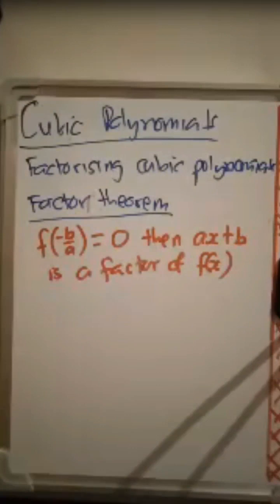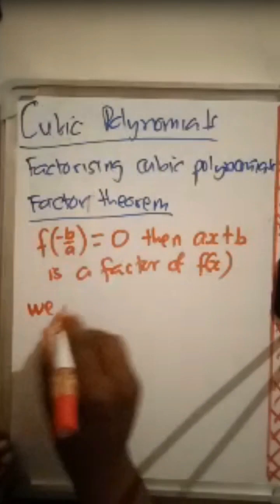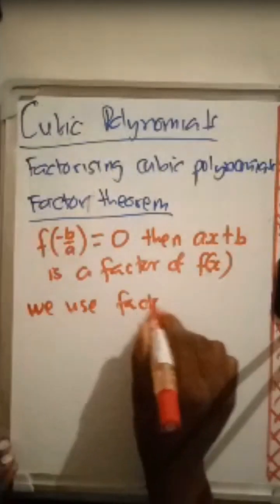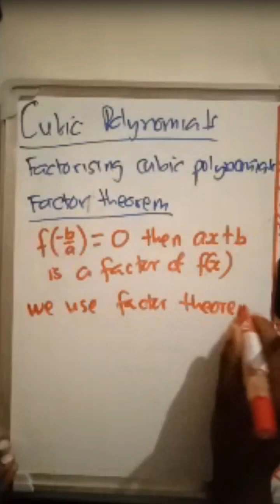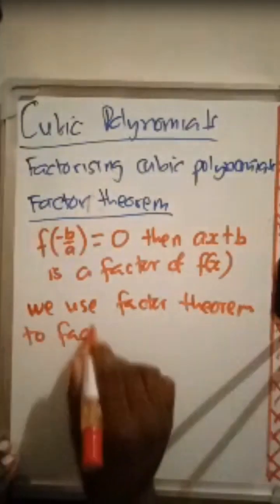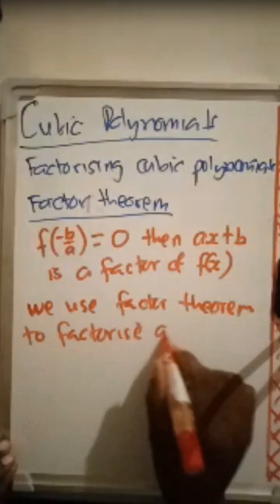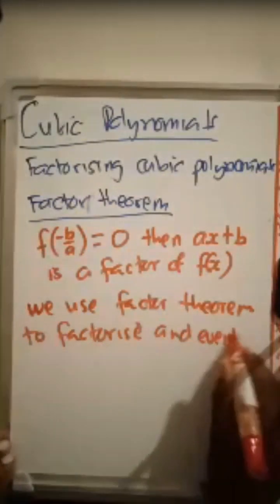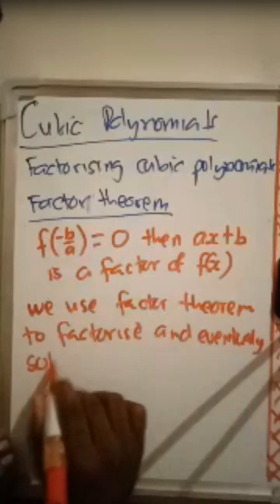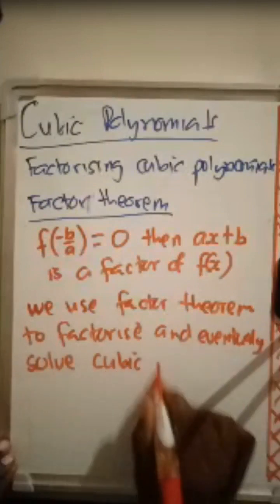So we use the factor theorem in order to find the first factor of a cubic polynomial. We use the factor theorem in order to solve the cubic polynomial. So it is very important. We use the factor theorem to factorize and eventually solve cubic polynomials.